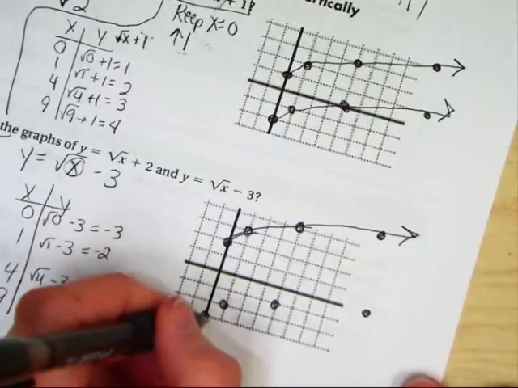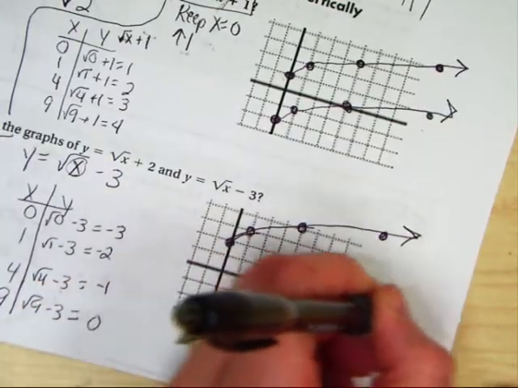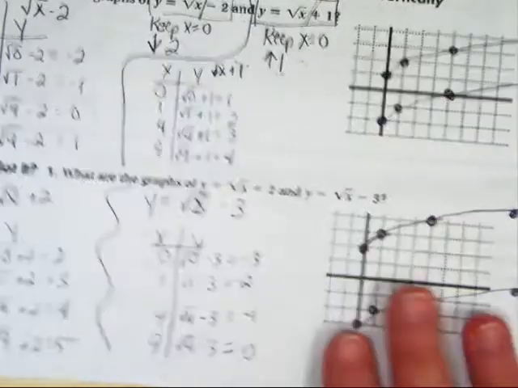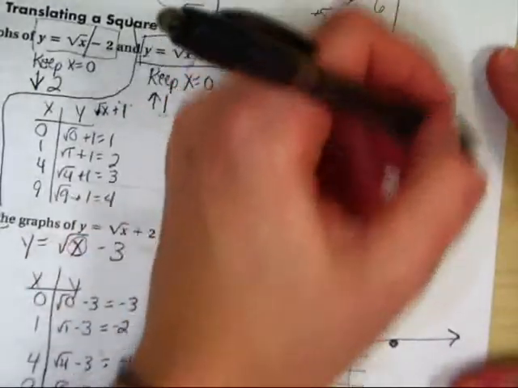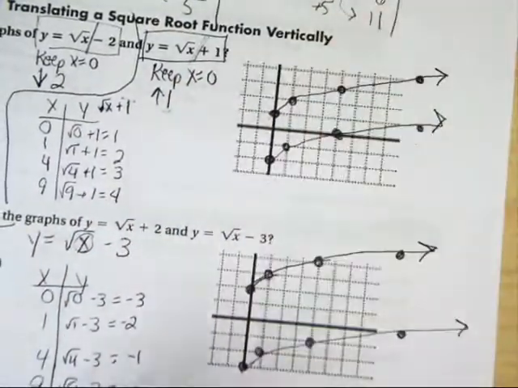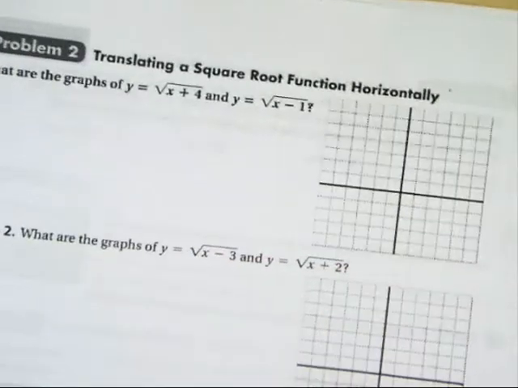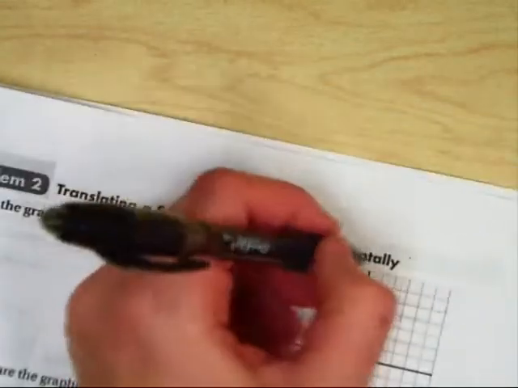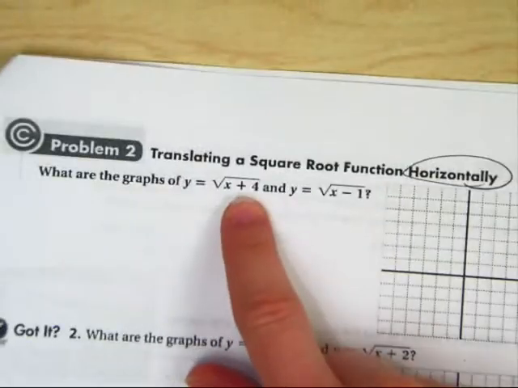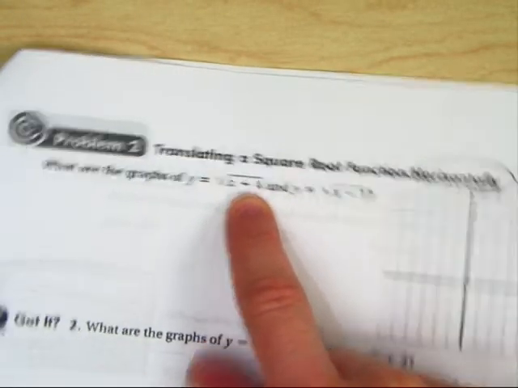So all we've done on this page is move things. Ready? This entire area, we've just moved the equation, the parent function, up and down. On this section, we're going to practice moving it horizontally. We're going to practice moving it left and right. Notice now that the number is inside with x.